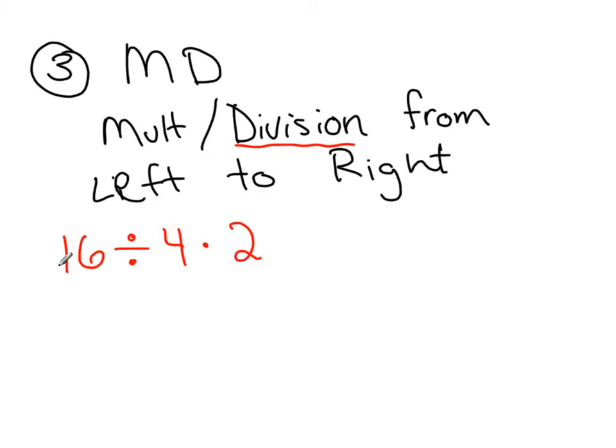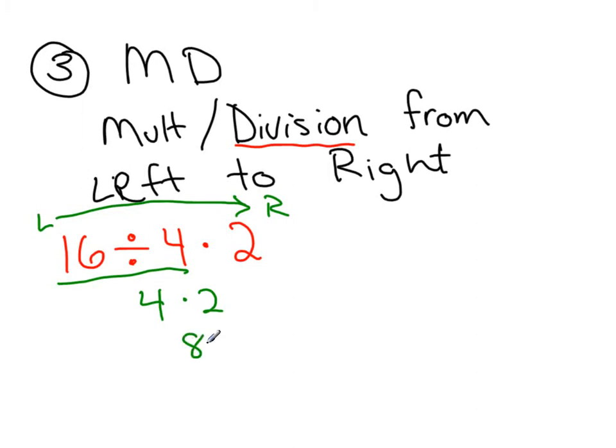So the way we read. We start from the left and we work our way over to the right. The first thing I see is division. I will do it first. I have to do it first. The rule says I will. 16 divided by 4 is 4, and 4 times 2 is 8. This is very different if you were to do this wrong.